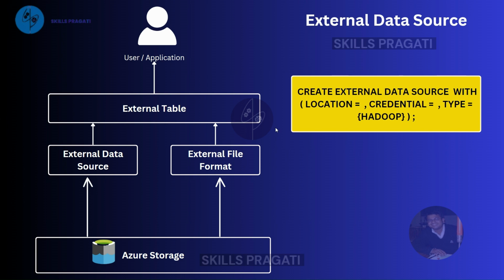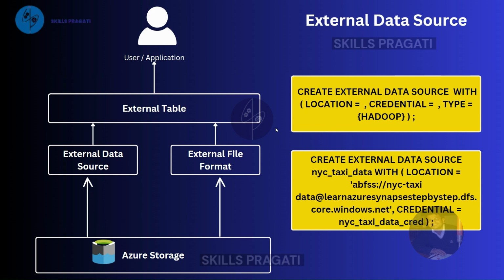You need to provide a unique data source name within the database. As I said, it takes 3 arguments: location, credential, and type. Let's see an example. Here, we've given a name of the data source as NYC taxi data. We specified the location which points to the container NYC taxi data in our storage account.